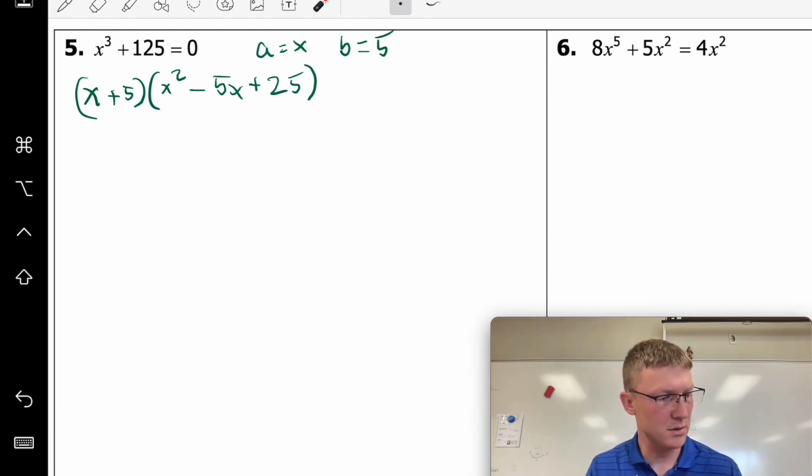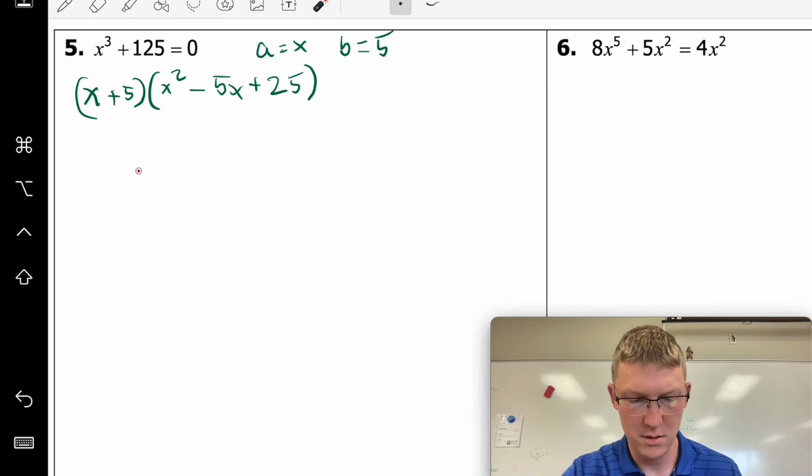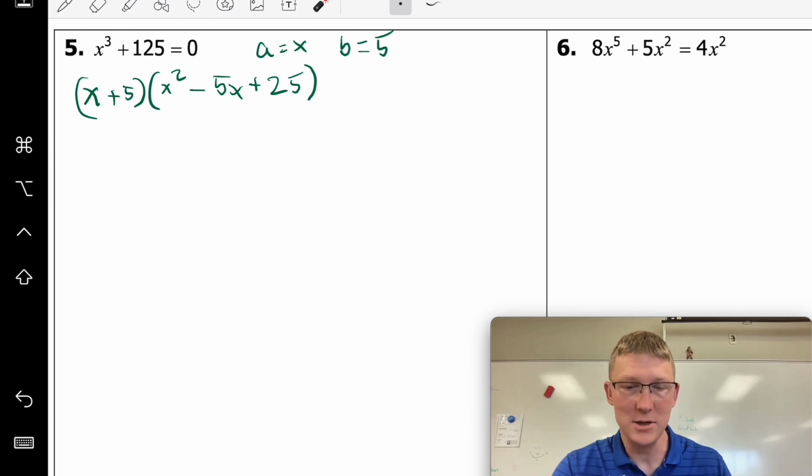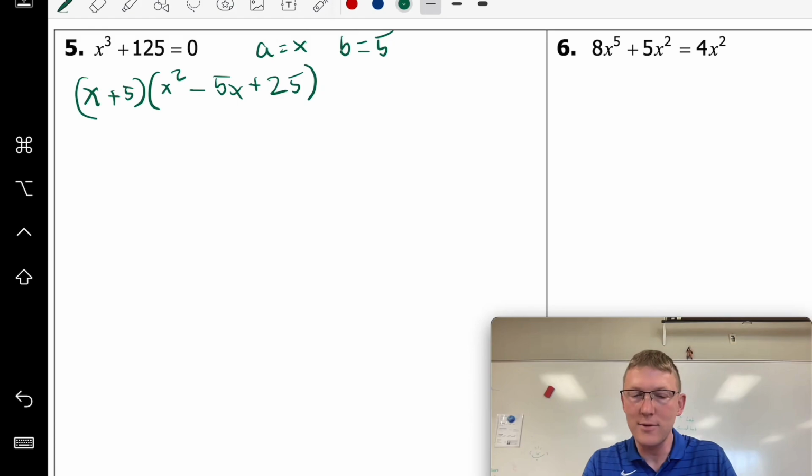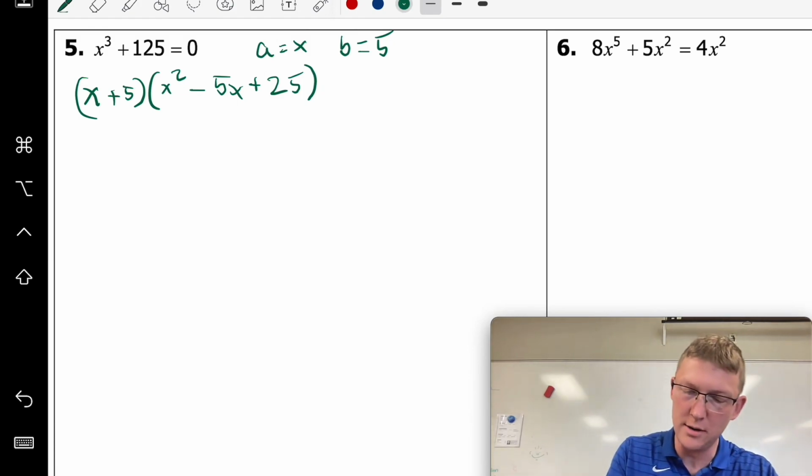25 divided by 2, not a thing, 3, 4, so 5 and 5. That's not going to get us anywhere. That might not be factorable. So if it's not factorable, it's not factorable. I guess we have to use the quadratic formula. I hate doing the quadratic formula.